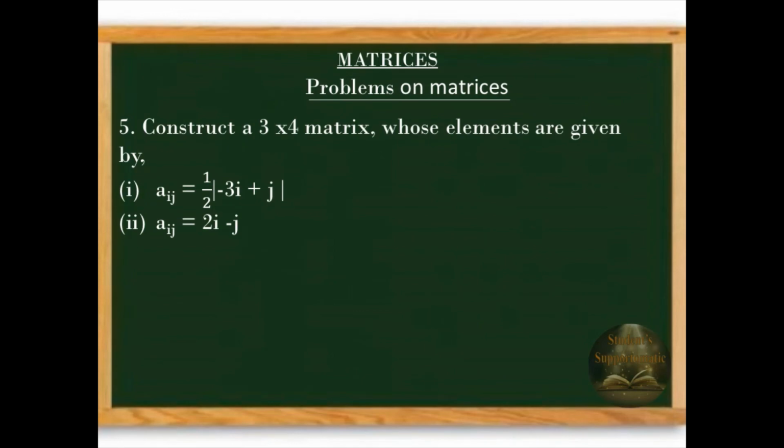So construct a 3 cross 4 matrix whose elements are given by aij equal to 1 by 2 mod of (minus 3i plus j), and aij equal to 2i minus j. Here in the first part it is using the mod of minus 3i plus j. It means if you get a negative value, just ignore the negative sign and use it as a positive value.